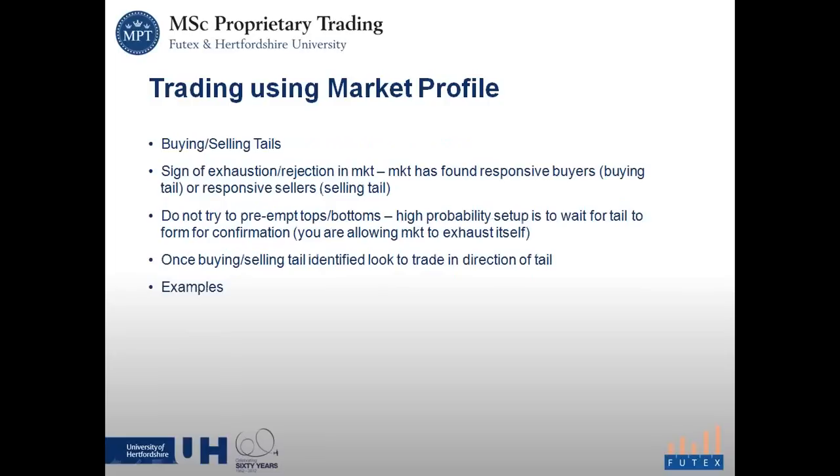A second example of trading using market profile: buying and selling tails. If you remember, buying and selling tails are the exhaustion points or the extremes of the market where there are multiple single prints. It is a sign of exhaustion or rejection in the market. The market has found responsive buyers, which is the buying tail at the lows, or responsive sellers at the highs, which is a selling tail.